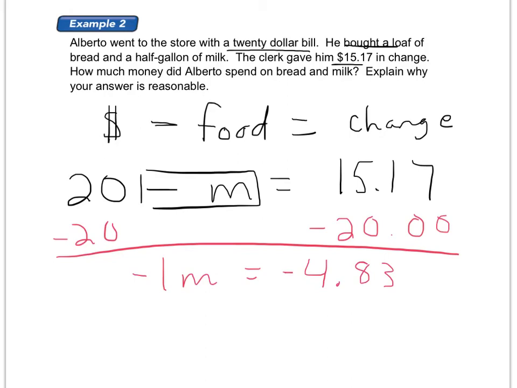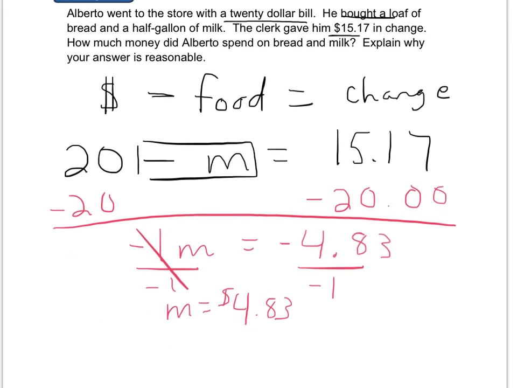Now again, this is why I like to put the negative 1M here, because now I'm seeing that I've got a number attached to the letter. So I'm going to go ahead and divide by negative 1 on both sides, since I can't have a negative amount of money, right? So those cancel, and I get M equals, negative by negative is positive, $4.83.